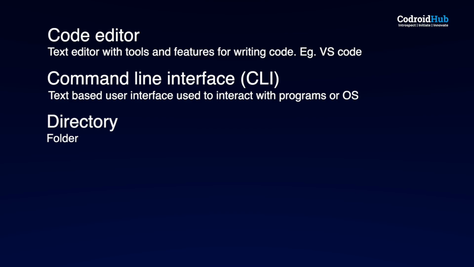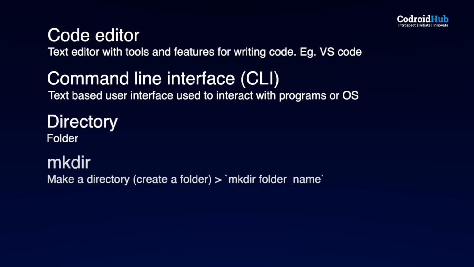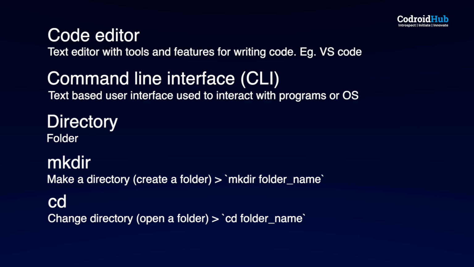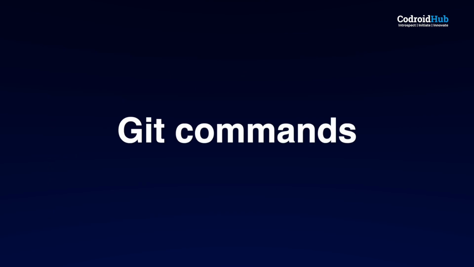A directory simply means a folder. So in your CLI, if you type mkdir space a folder name, you will create a directory or create a folder. And to change directory or open that folder, you will type cd space folder name and press enter. We use Git commands in the CLI to execute Git operations.